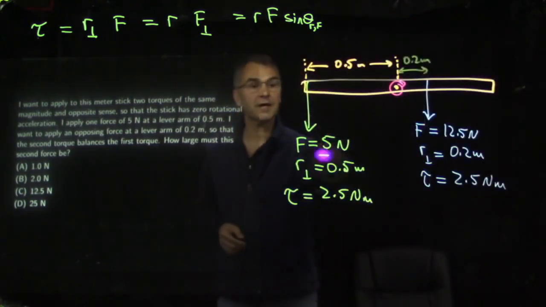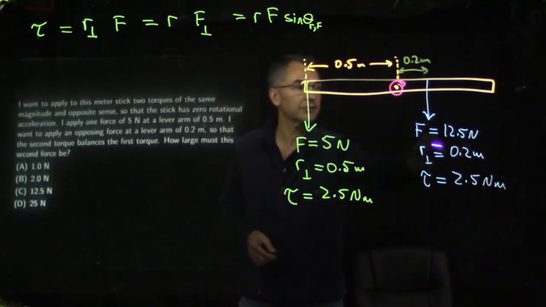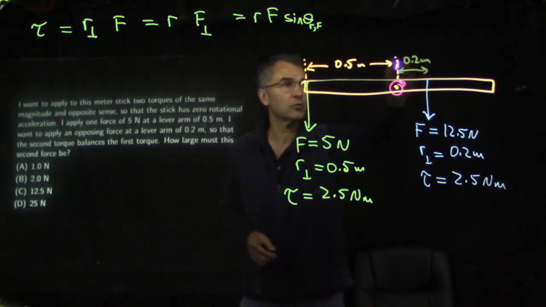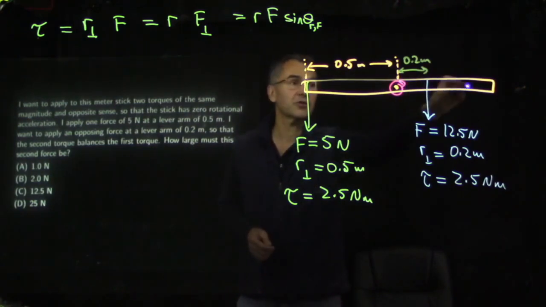To repeat, we put a 5 Newton force perpendicular at a perpendicular distance of a half meter, and that gave us a 2.5 Newton meter torque. In the other direction, we put a 12.5 Newton force at a perpendicular distance of 0.2 meters. That gave us a 2.5 Newton meter torque. So these two torques about this axis of rotation balance one another because one tends to go this way, one tends to go this way. They have the same magnitude in opposite sense, so the meter stick was balanced.